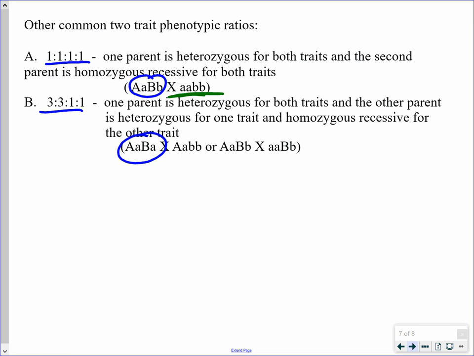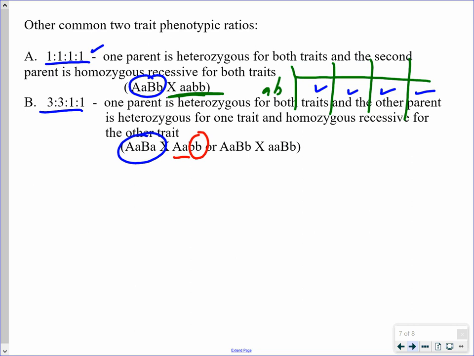So you can set this up, but what you will notice is that because you only have one possibility for one of the gamete genotypes coming from one of the parents, you only need 4 different Punnett squares. And because you only need 4, that's why you end up with this 1 to 1 to 1 to 1 ratio. The other one, the 3 to 3 to 1 to 1 ratio, again, one of the parents is heterozygous for both. The other parent is heterozygous for one of the traits, but homozygous recessive for the other.